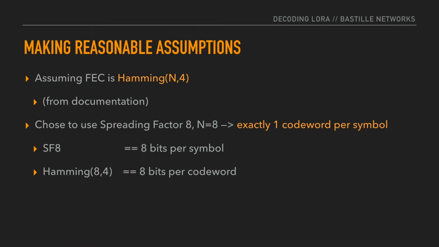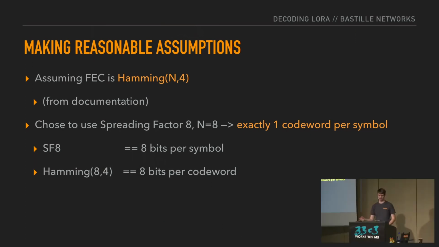So we're going to assume that the forward error correction is what the documentation tells us it is, the Hamming 8,4. And we're also going to make another assumption, and we're going to set the spreading factor equal to 8 bits per symbol. And basically, if you do that, then it makes it such that we'll have exactly one Hamming 8,4 code word per 8 bits per symbol, right? Because if we set the number of total bits in our Hamming error correcting code to 8, we have 8 bits per symbol, fits very nicely and should work out well.